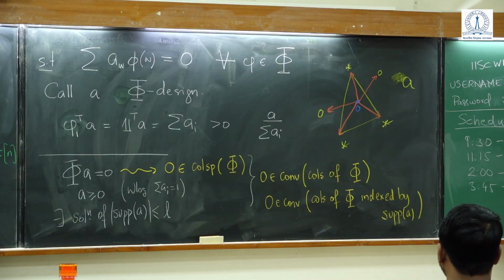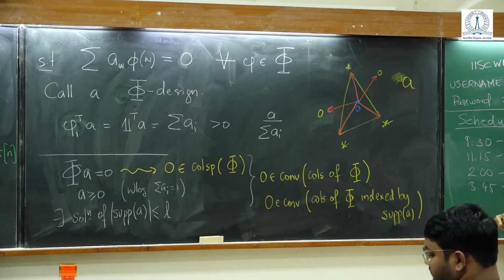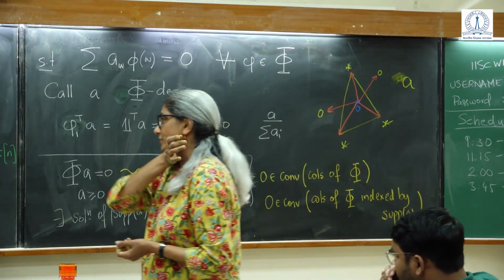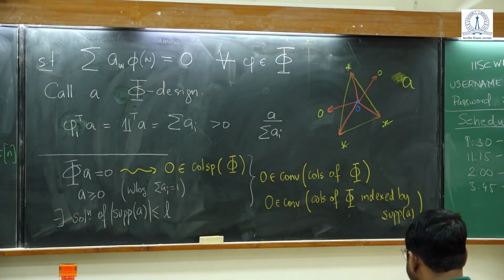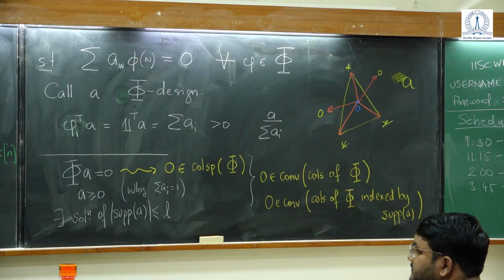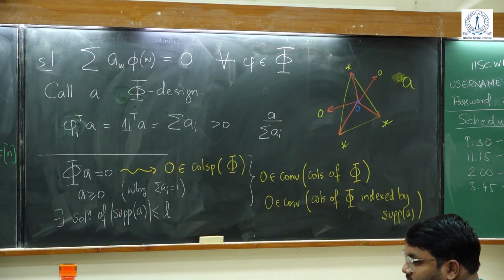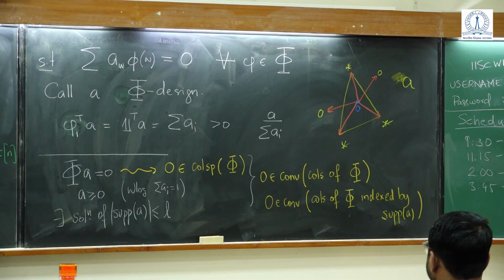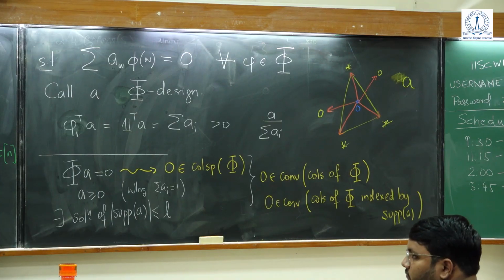But in the definition of a phi design, you don't want the support of A to be less than or equal to L? It can be less than L. It can be L. No, we don't decide that. L is sort of a guarantee on the size of the designs, that there are designs of size at most L. But we don't care. The design can be big. We don't care how big the design is right now. So my definition just says this much: phi A must be 0, A must be non-negative, and the sum of the A_i is 1, that's a normalization. And that translates exactly to saying that 0 lies in the convex hull of some of the columns of this yellow matrix. Everybody okay? All right, so let's go.